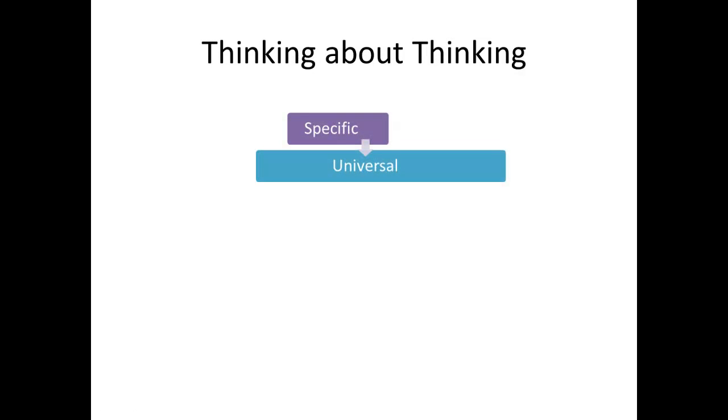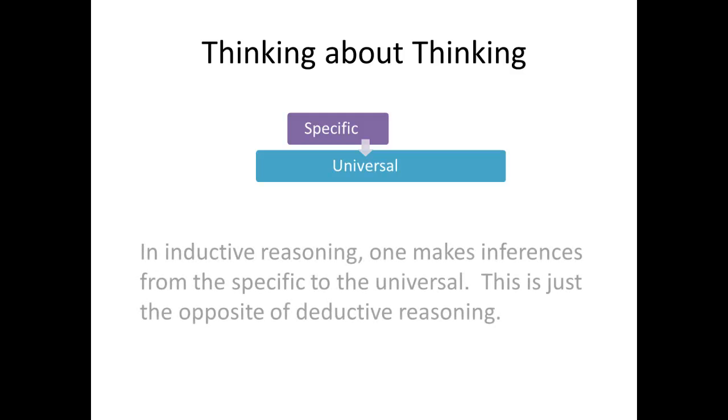As you may have already guessed, with induction or inductive reasoning, we are moving from the specific to the universal. Indeed, in inductive reasoning, one makes inferences from the specific to the universal. This is just the opposite of deductive reasoning. Now, in the episode I did on deductive reasoning, we developed what is called a syllogism. All Bichons love toys. Casey is a Bichon, therefore Casey loves toys.